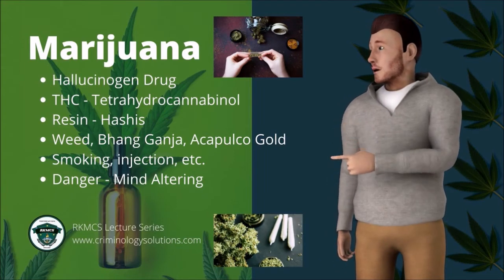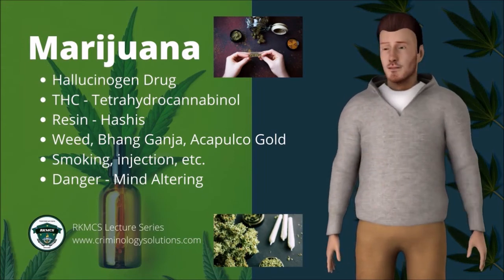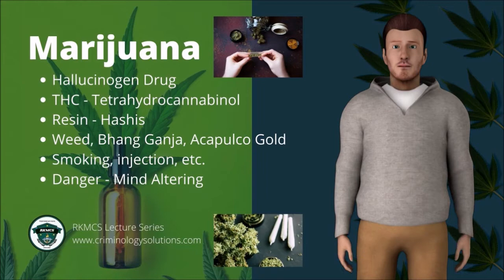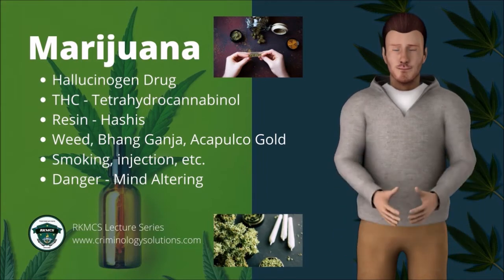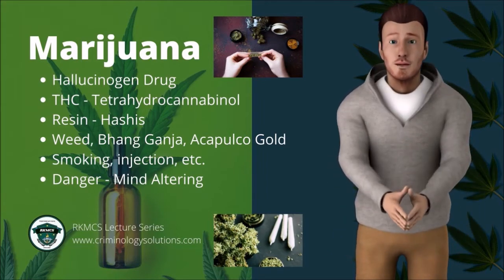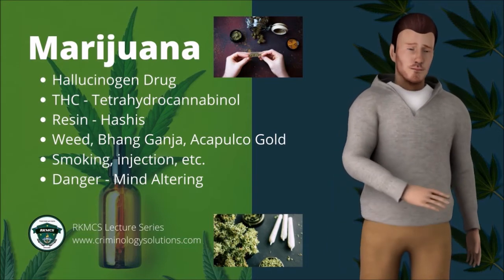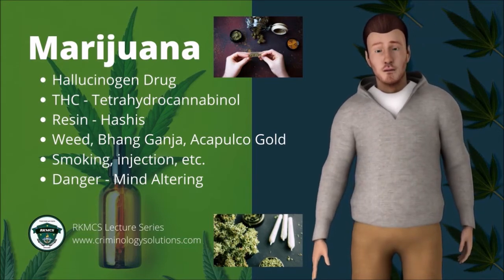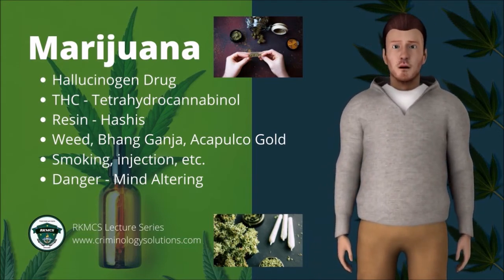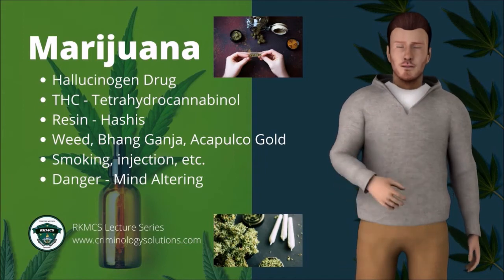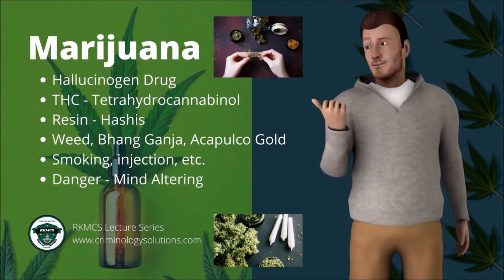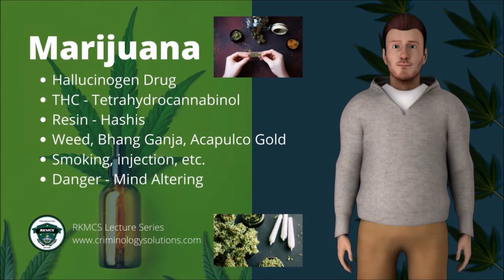The resin of the marijuana plant, called hashish, can be found on the topmost portion of the female MJ plant. It contains a concentrated form of the alkaloid THC, which is 5 to 20 times stronger than the one found on the plain marijuana leaves. In the street, some call it bang, ganja, weed, green leaf, gold or Acapulco gold, and many other street names. The means of using MJ as a drug varies from ingestion to smoking.